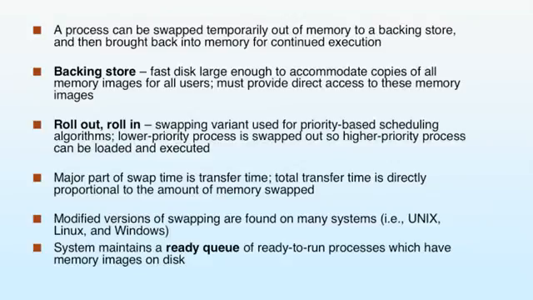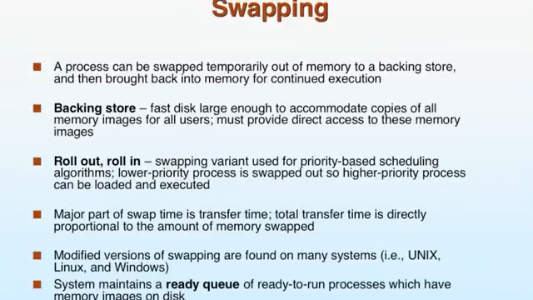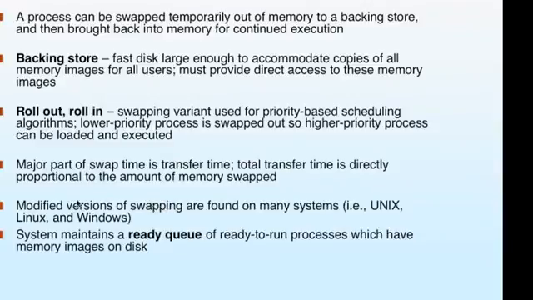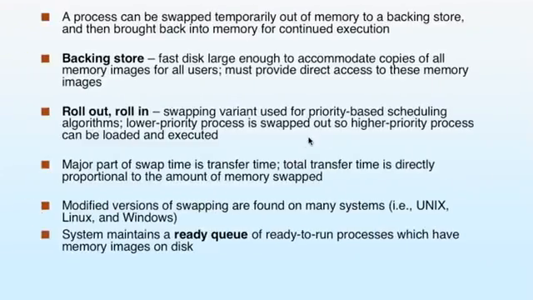So we have what's called a roll-in and a roll-out. The roll-in and roll-out is the concept of swapping. Swapping variants are used for priority-based scheduling algorithms. Low priority processes are swapped out, so higher priority processes can be loaded in and executed.